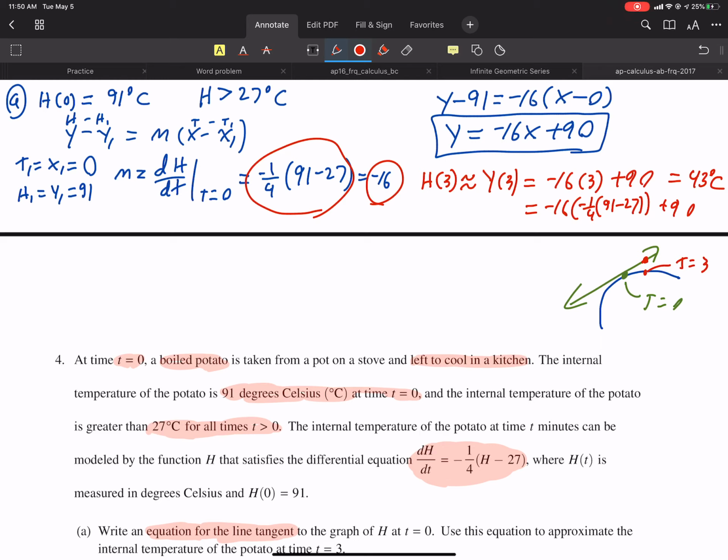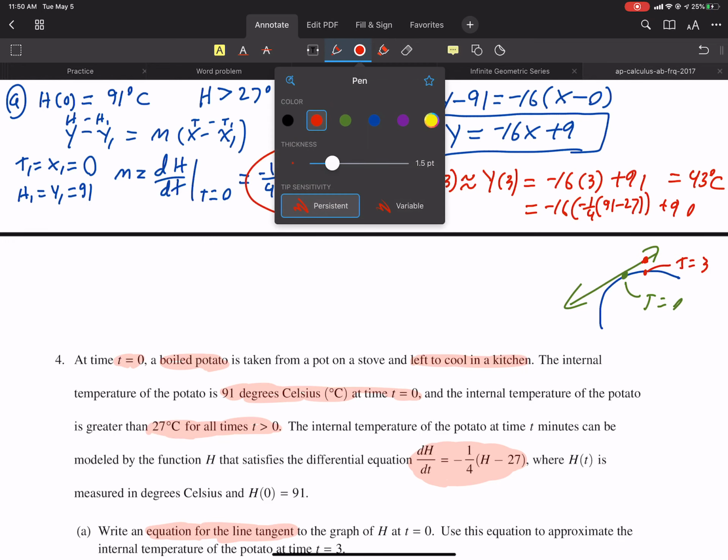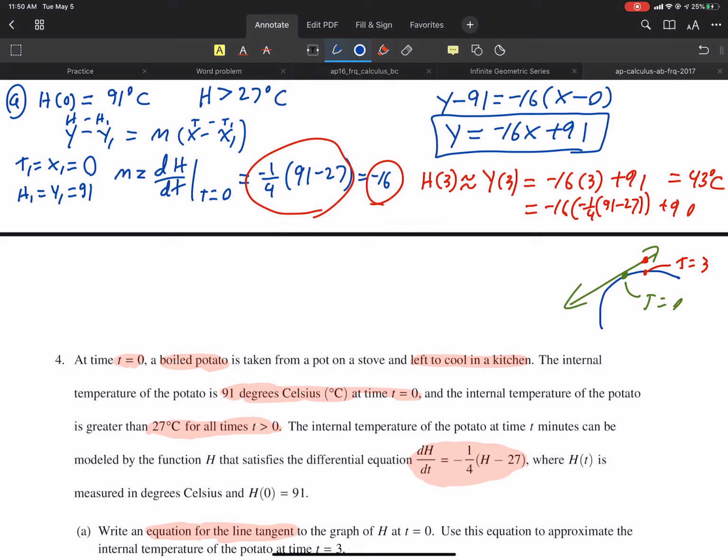48. I think my math is off here somewhere. Let me double check. Oh, it's 91. Like, where'd that 0 come from? Drugs, don't do drugs. There. All right, that is part A.